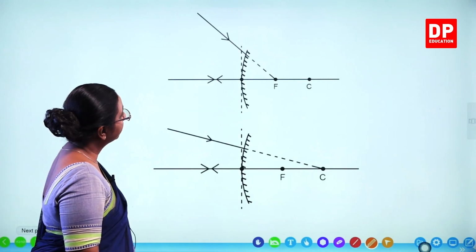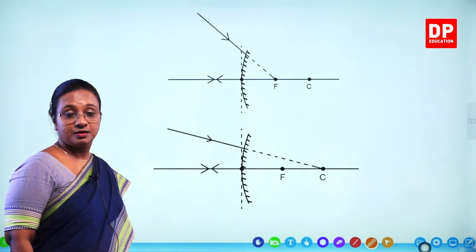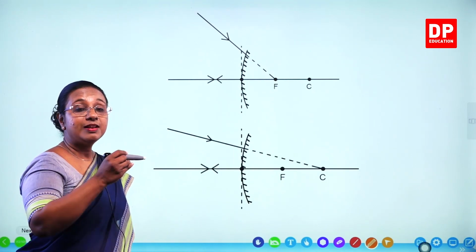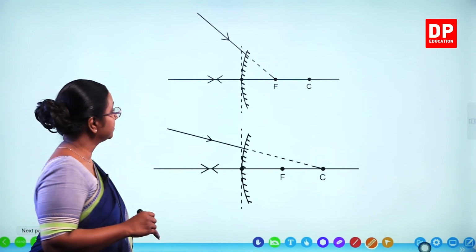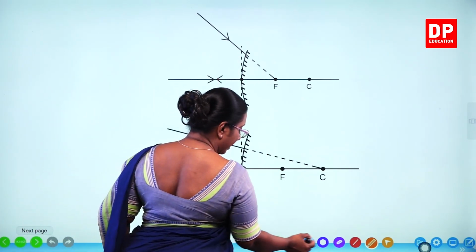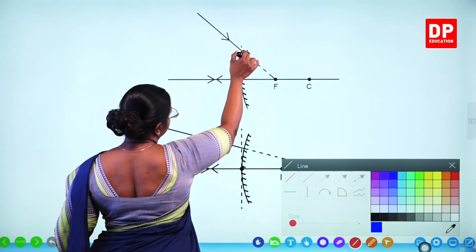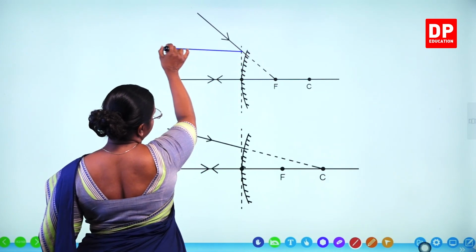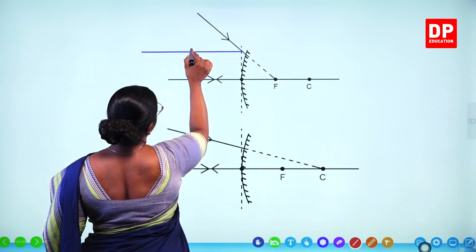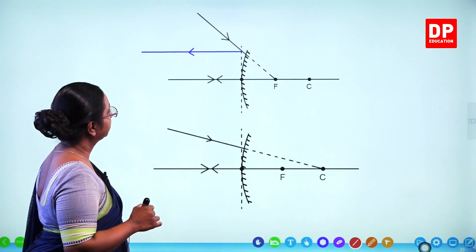That is this ray. A ray coming along the focal point. How will that reflect? That will reflect parallel to the principal axis. So here it has to reflect parallel to the principal axis. It will reflect from this point parallel to the principal axis. So this will be the reflected ray.